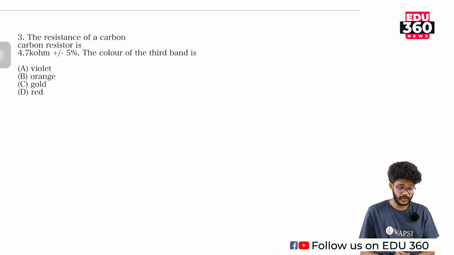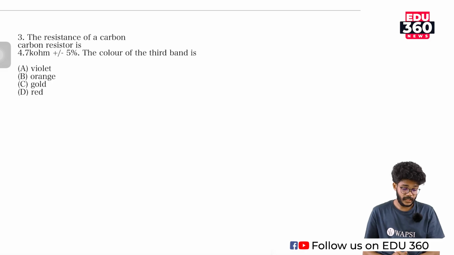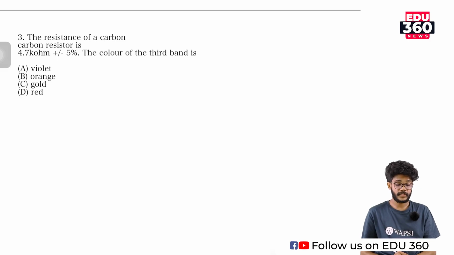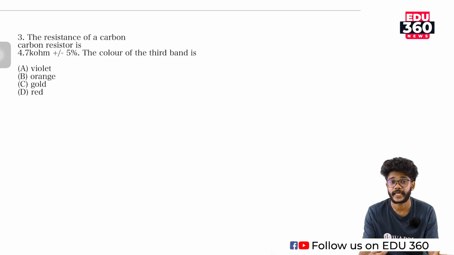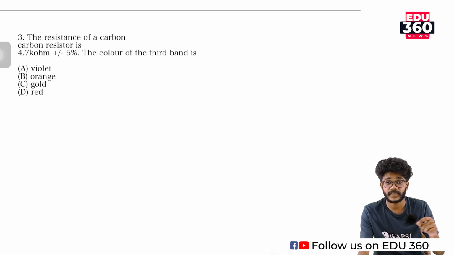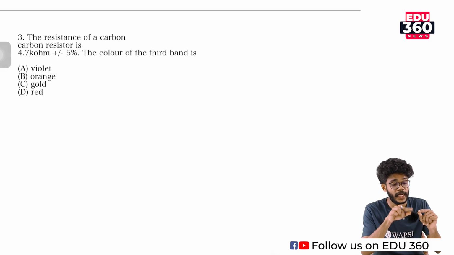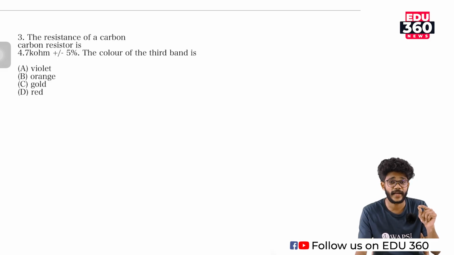Now next we can move to the third question. The resistance of a carbon resistor is 4.7 kilo ohm, plus or minus 5%. The color of the third band is, so we need to know how we can give color to each resistor. According to the color we are reading the resistance of a resistor. When we see a resistor, we look at the colors and the bands given on it, and according to those bands we take the value of the resistor.